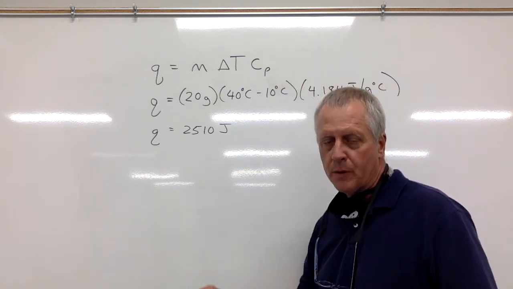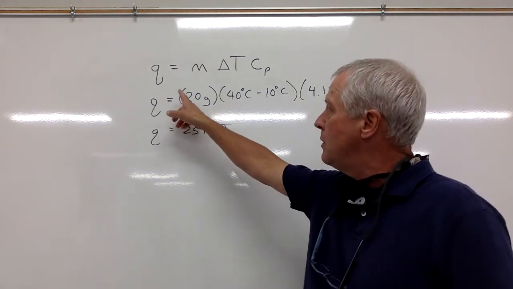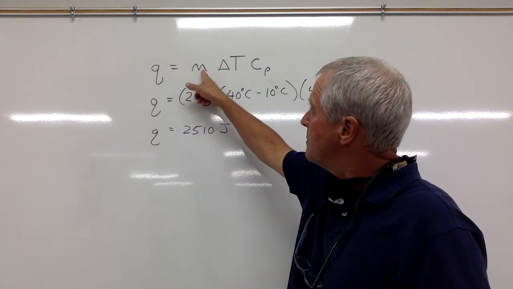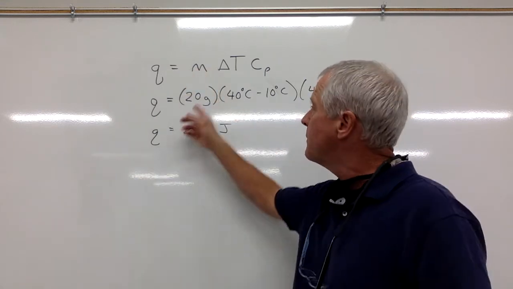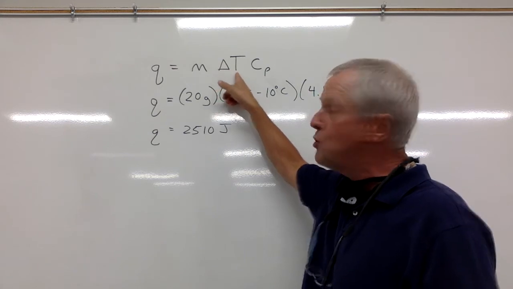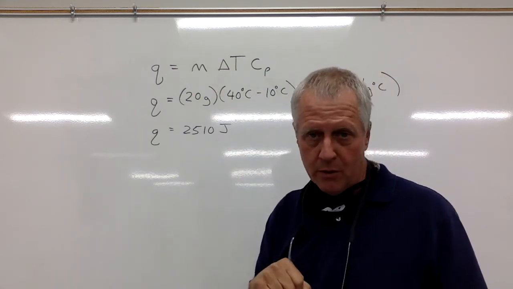a problem like that. So up here on the board, you can see Q is quantity of heat transfer. M is mass in grams. Delta T is how we say that. Delta means change of temperature. And we're going to use Celsius degrees here.